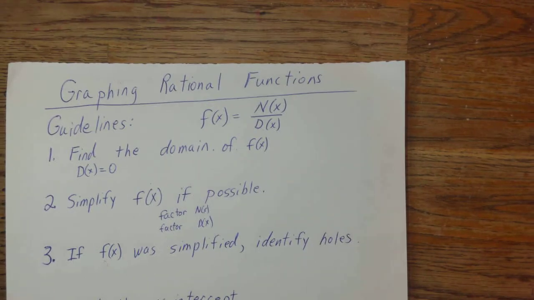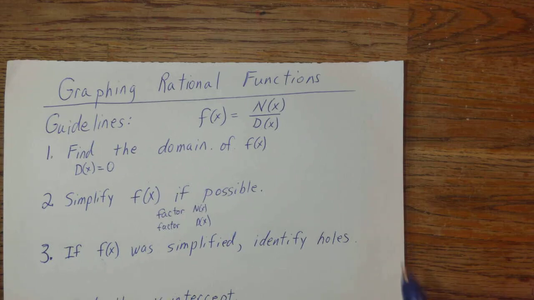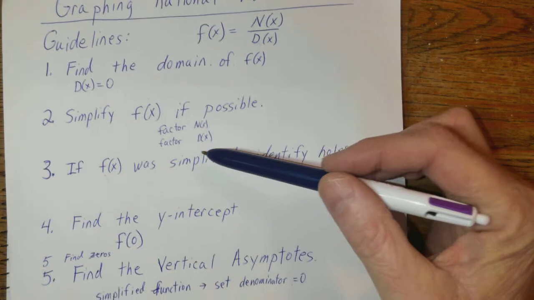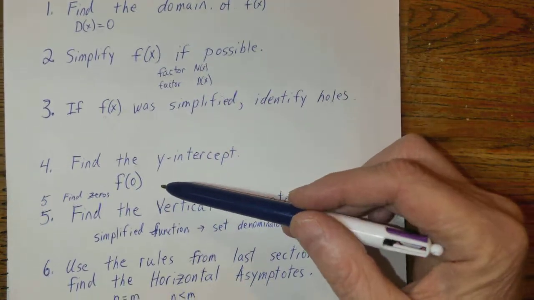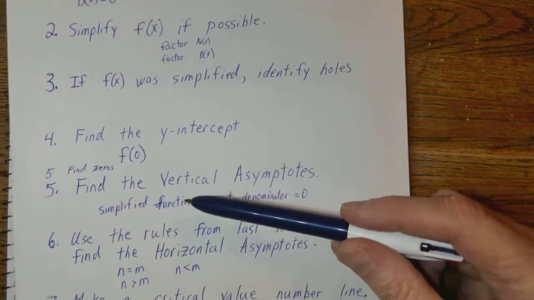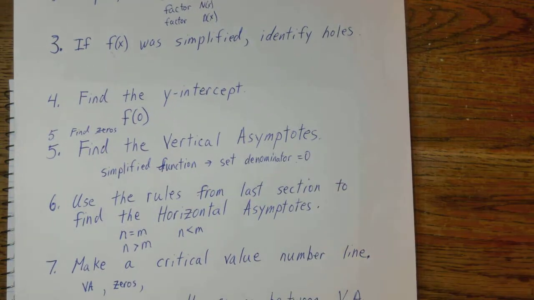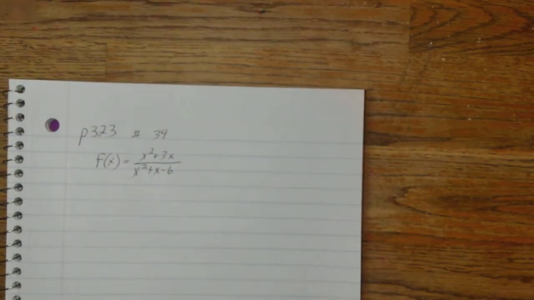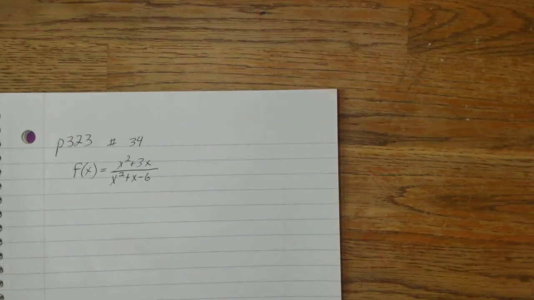Hi everyone. We've got the graphing rational functions, and remember all the guidelines here, and we will go through this. All I really wanted to do was spend another day on this. You've got all these, we've gone through them. You did number 34. Just have your 34 handy. I just want to kind of go through the process with you.